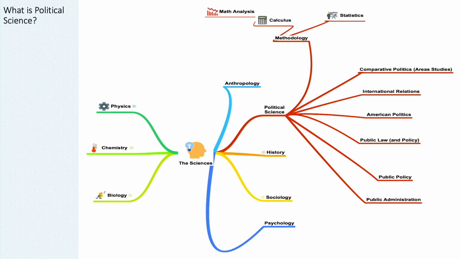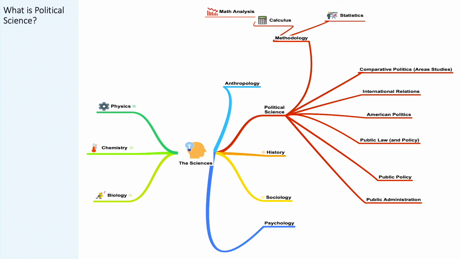Here you see a mind map of political science. I'm trying to answer the question, what is political science? Political science is one of many social sciences. On this map you can see two great branches. One going left, and it's about natural sciences, and one going right, and that's social sciences.